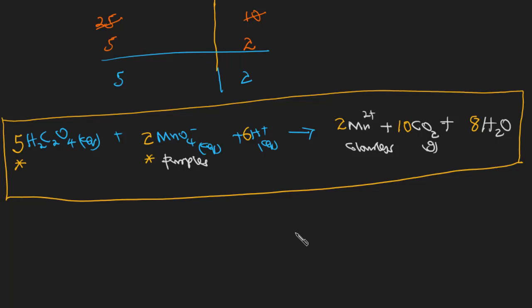And in most cases those ratios are simple ratios. Like here you can see the ratio between oxalic acid to manganate 7 is 5:2, then 6, that is for hydrogen, and so on.